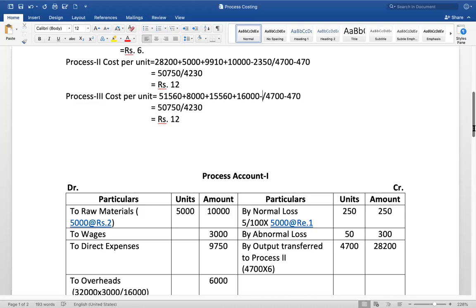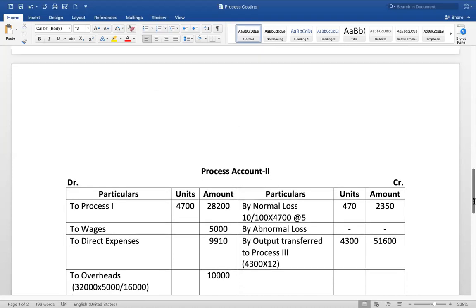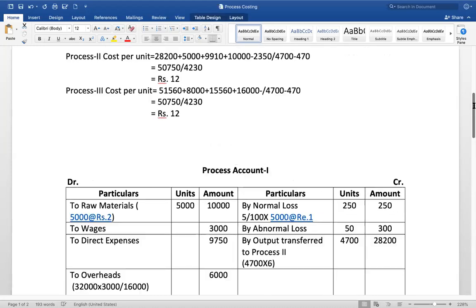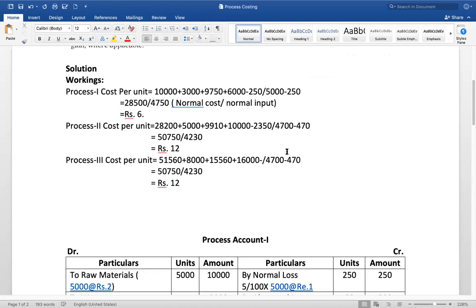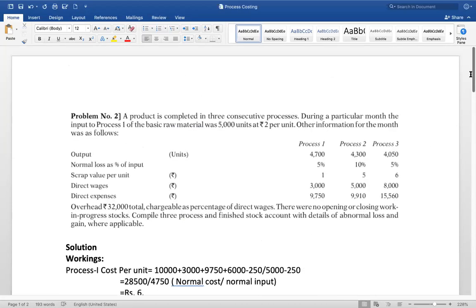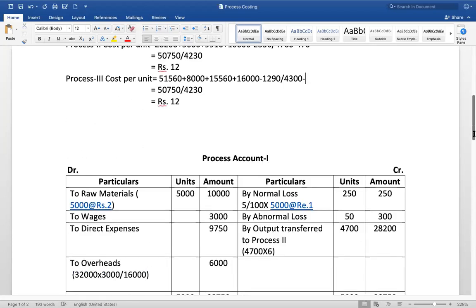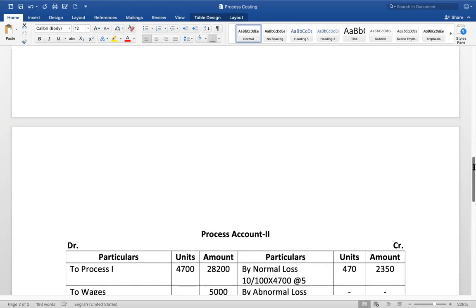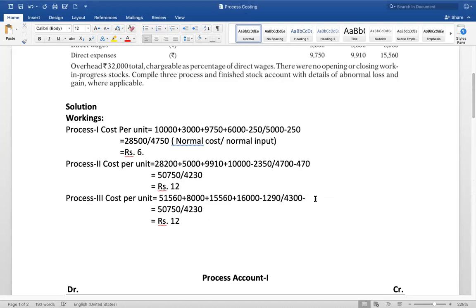Minus what is the value of the normal loss in process 3? Normal loss in process 3, 1290. That's a benefit you got. What is the input in process 3? 4,300 minus what is the normal loss in units? This is in percentage. Normal loss in units you get here: 215 units.